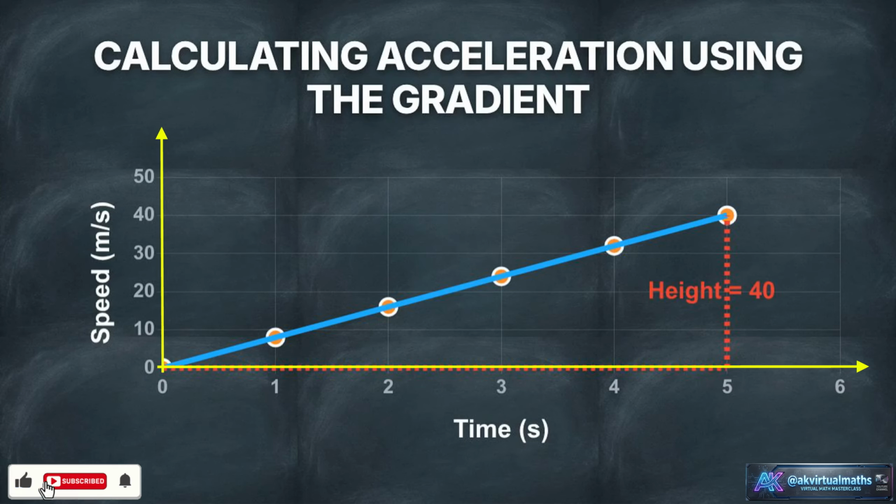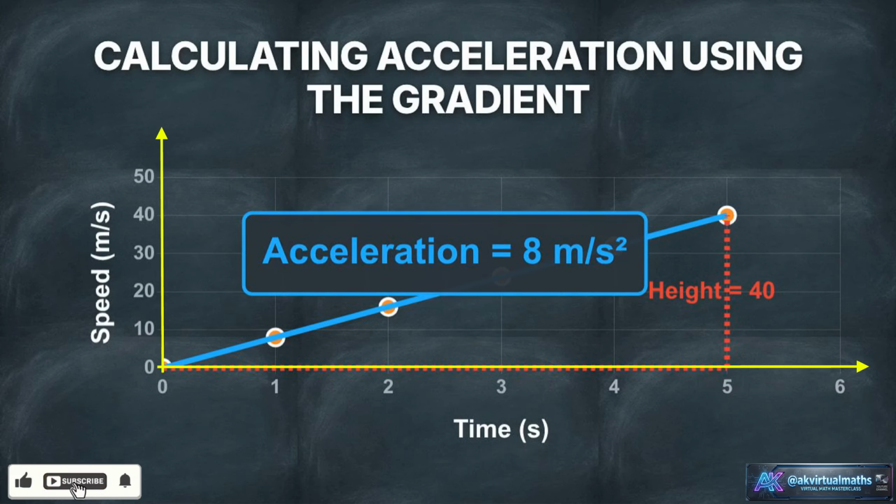To find the gradient, we draw a right-angled triangle tucked underneath our line. Next, we divide the height of our triangle by its base. The height is our total change in velocity, 40 meters per second. The base is our total time, 5 seconds. 40 divided by 5 gives us 8. So our acceleration is 8 meters per second squared.